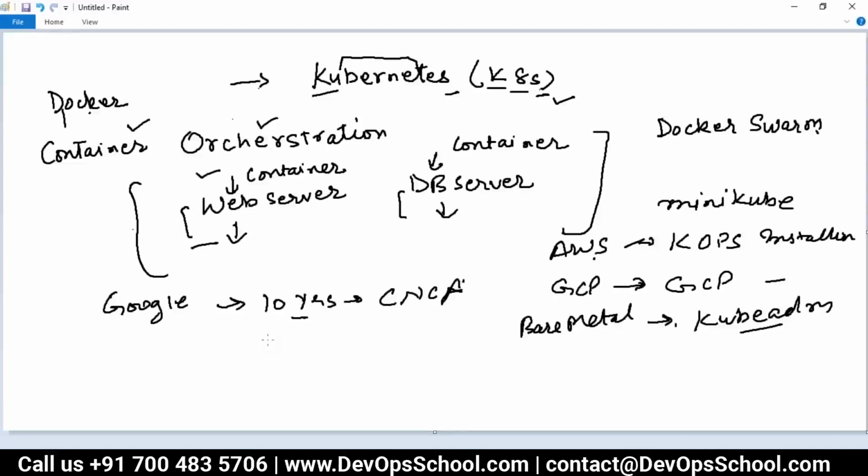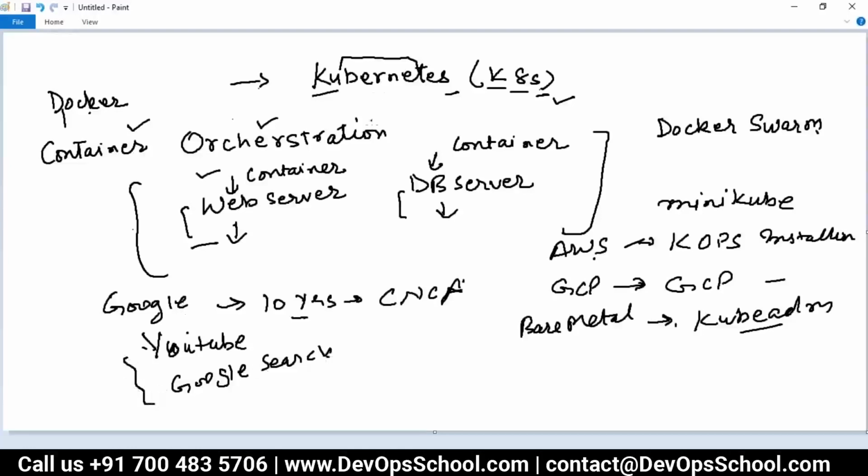All the companies that are using containers, you can say almost all of them, are using Kubernetes as the orchestration tool. Some of Google's products like YouTube and Google Search, these machines or containers are maintained by Kubernetes only.